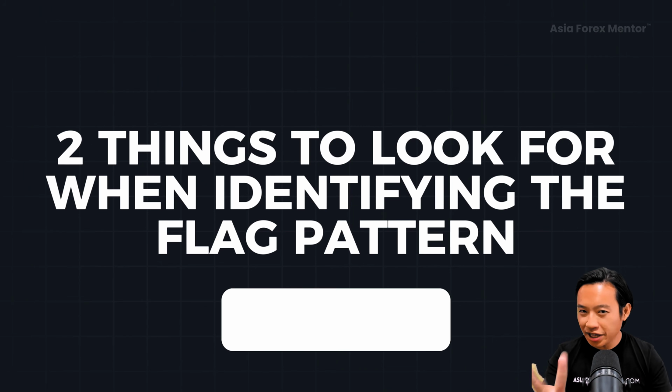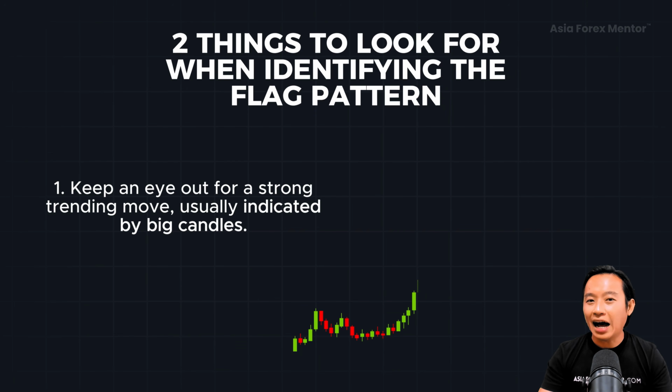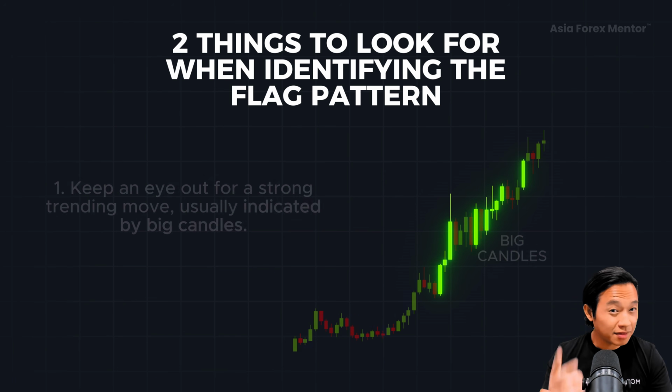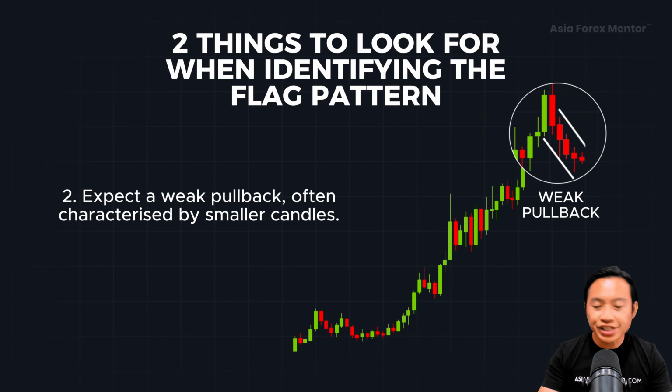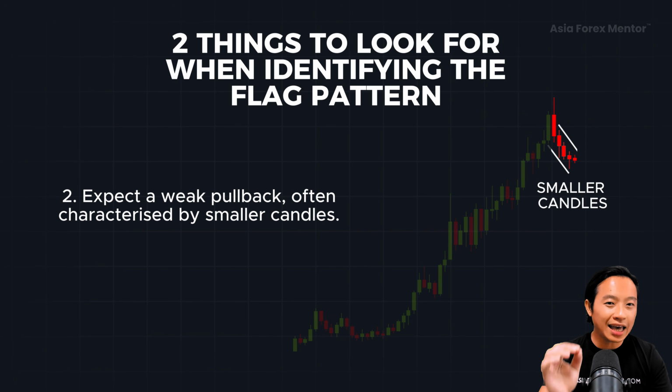So here are the two things to look for when you identify a flag pattern. Number one, keep an eye out for a strong trending move, which is usually indicated by big candles. Number two, expect a weak pullback, which is often characterized by smaller candles. So these criteria are your go-to guide for recognizing the flag patterns on your chart.